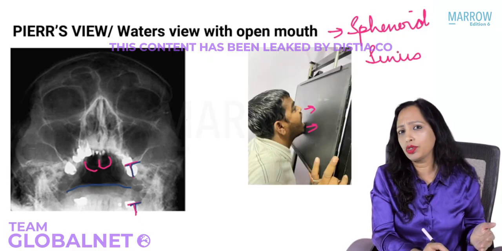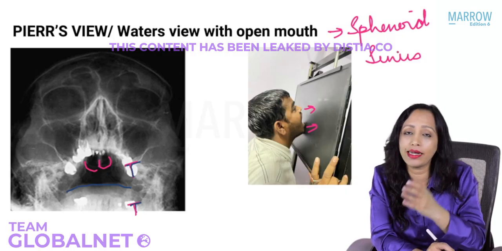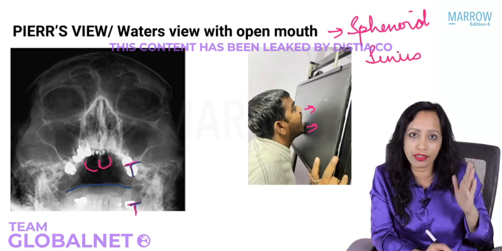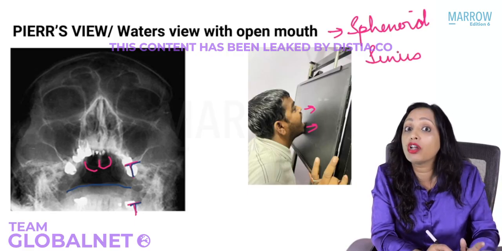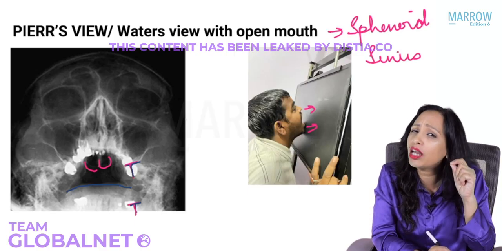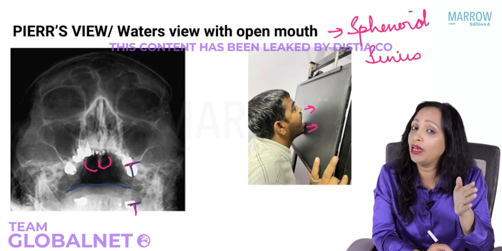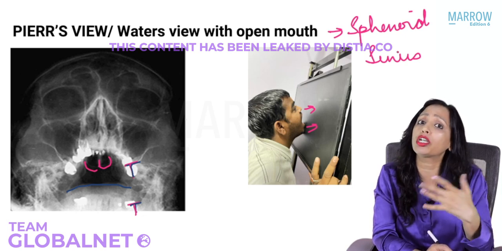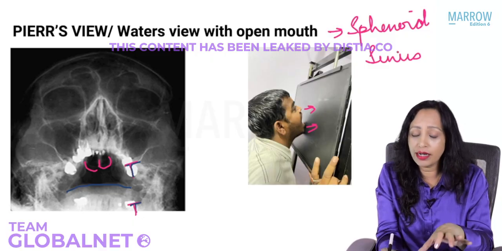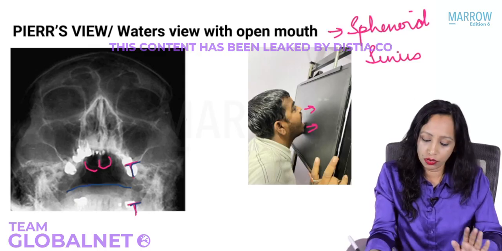In one of your exams 2 years back, Waters view with open mouth was given, asking what it is known as, and in the choice Pieris view was there. So if it is there in the choice, you will mark Pieris view. Whereas if Pieris view is not there in the choice, this is a term which is rarely used. So the most common name that we give to open mouth also is Waters view with open mouth. So if it is just given this picture and Waters view is given in the choice, you can mark that also. So is that very clear?